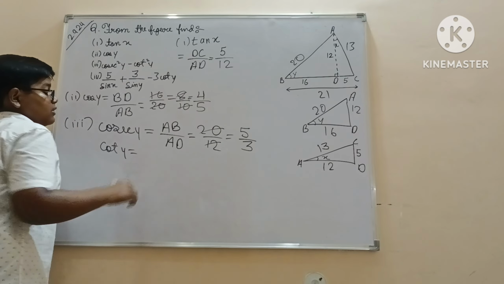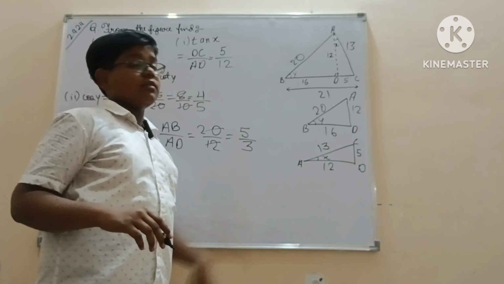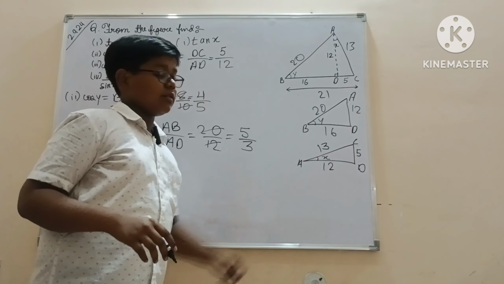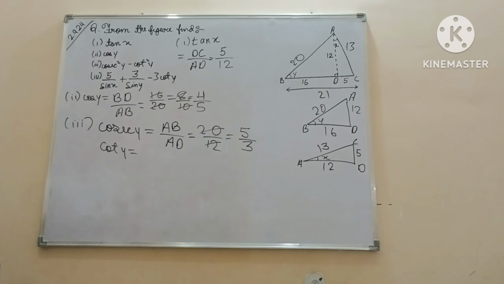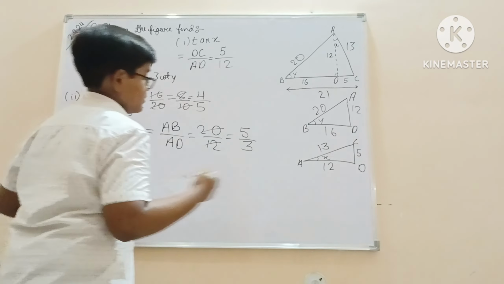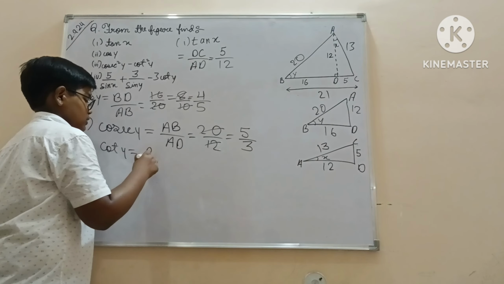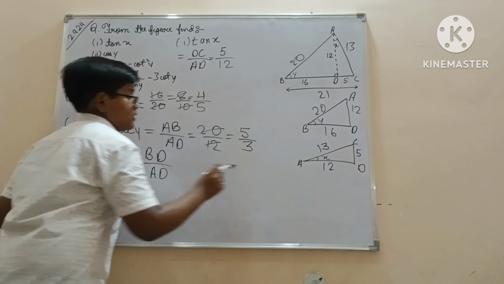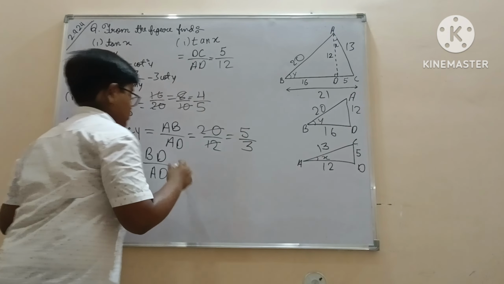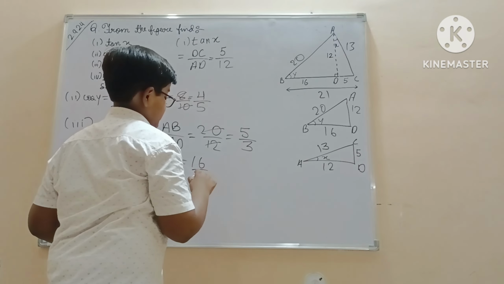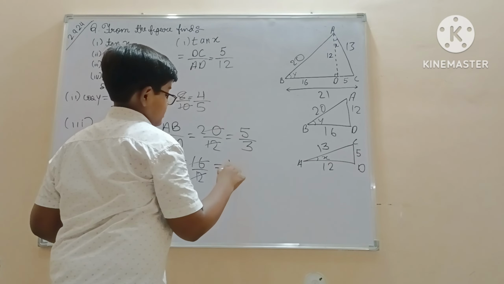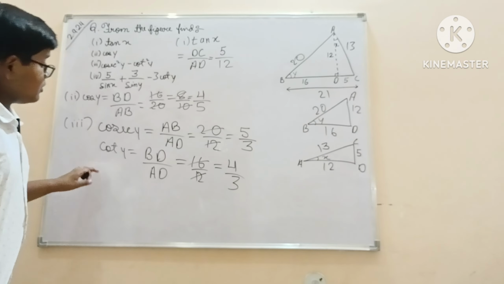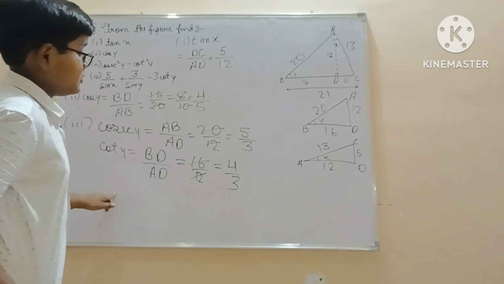Cot y's value will be, this triangle will be considered, as everyone knows the reason, because y is here and y is here. So cot y's formula is base divided by height. So base of a triangle is BD and height of a triangle is AD, which is here BD and AD. So BD is 16 and AD is 12. These both will be cancelled. 4 4s are 16 and 4 3s are 12. Now we have got the value of cot y, which is 4 divided by 3.